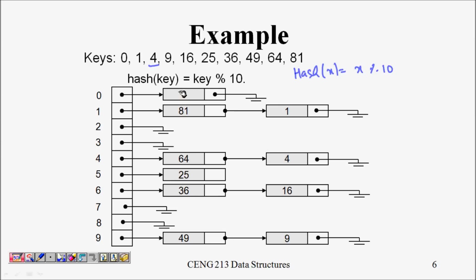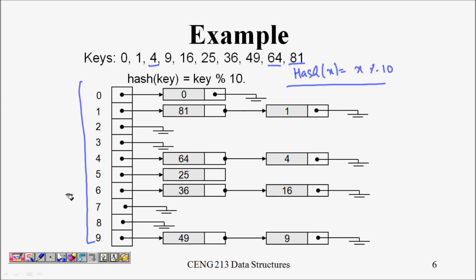Okay, and then 9 modulo 10 is 9, so it will come here, 16 will go into 6, 25 will come into 5, 36 will again come here, and initially 16 was there, now 36 will become the front. 49 comes here and it will push 9 forward, 64 will push 4 forward, and 81 will push 1 forward. So this is the case. This is your hash table. The hash table contains the pointers for these linked lists.